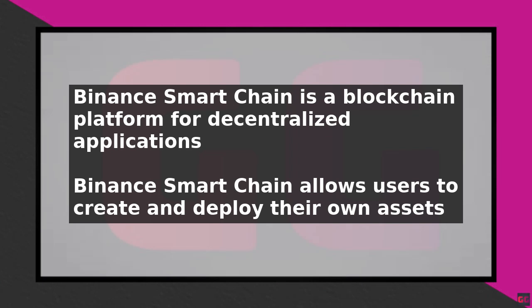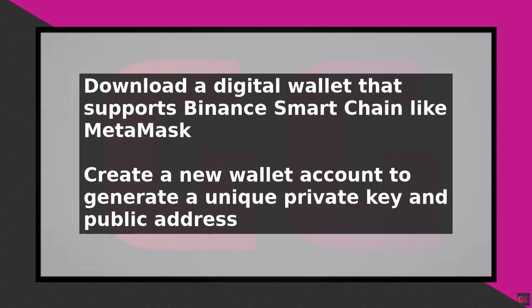To get started, you need to download a digital wallet that supports Binance Smart Chain. Some popular options include MetaMask, Trust Wallet, and Binance Chain Wallet. Once you have downloaded and installed the wallet, you need to create a new wallet account. This will generate a unique private key and public address for you. The public address is what you will use to receive funds on the Binance Smart Chain.